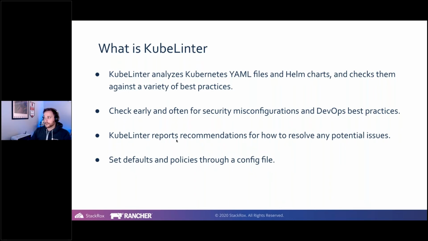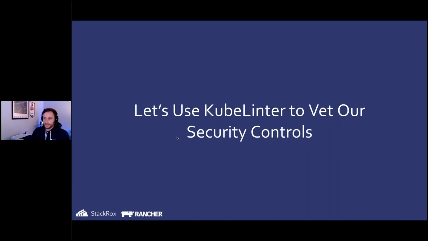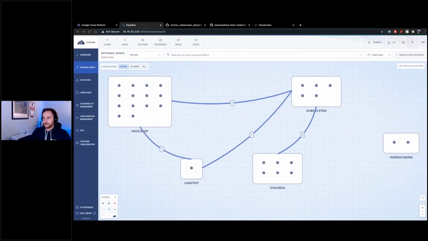So you can use KubeLinter and just not use its enforcement, right? So not use it as a fail in a pipeline, but just give it to devs to say, hey, by the way, you need to set a security context. Hey, have you thought about the fact that you don't need privilege escalation for this container? Just to educate them as well. So let's vet some of those controls that we put in. I'm going to use KubeLinter against Sock Shop and see what we come up with.